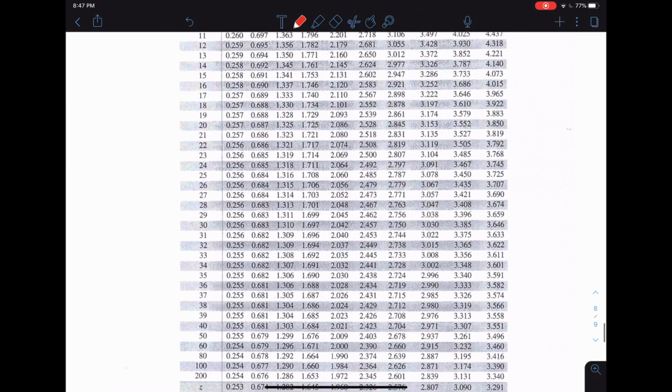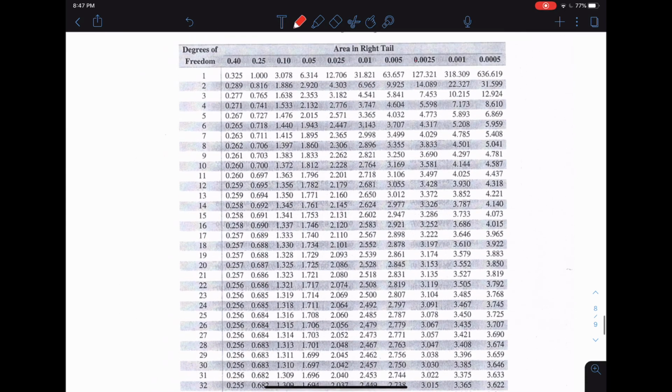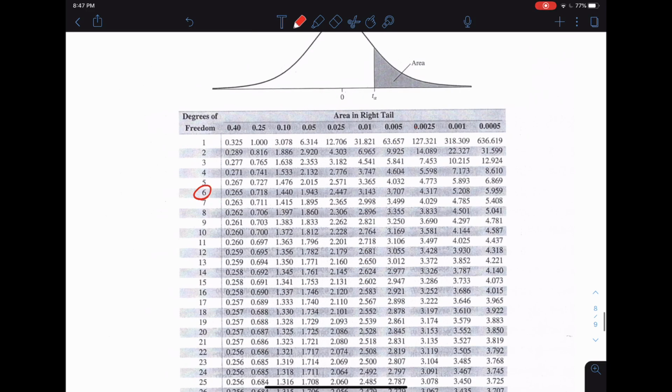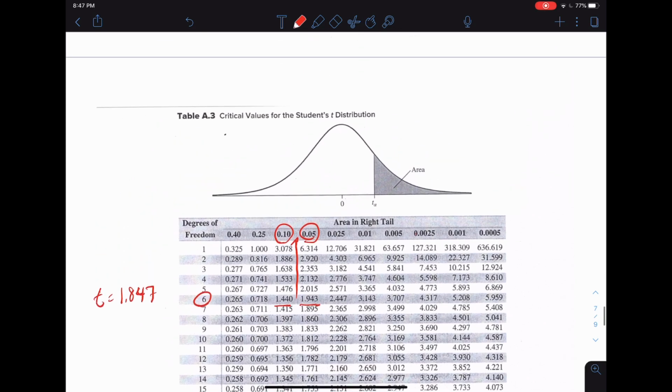Okay, so it said the degrees of freedom is 6, so let's circle that. I'm looking for a t-value of 1.847. There's 1.4 and there's 1.9. So 1.84, so the t-value I'm looking up is 1.847. Unfortunately, this table doesn't have that, just like all these other ones. It's somewhere in between. So we're looking at something in between those two.